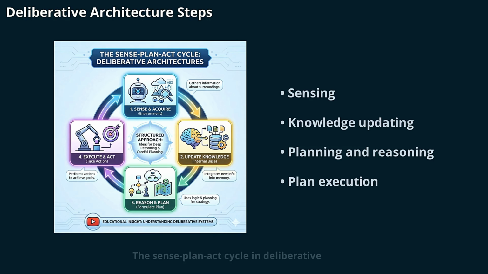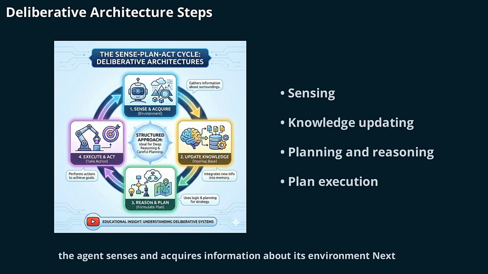The sense-plan-act cycle in deliberative architectures involves four main steps. First, the agent senses and acquires information about its environment. Next, it updates its internal knowledge base. Then it uses reasoning and planning techniques to formulate a plan. Finally, it executes the plan, taking actions to achieve its goals. This structured approach is ideal for tasks that require deep reasoning and careful planning.